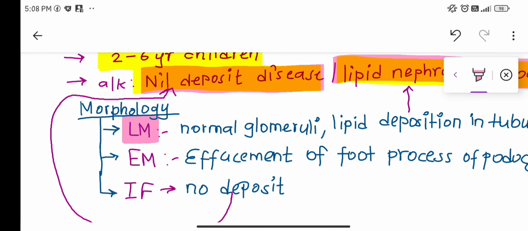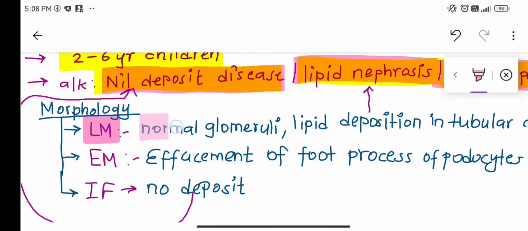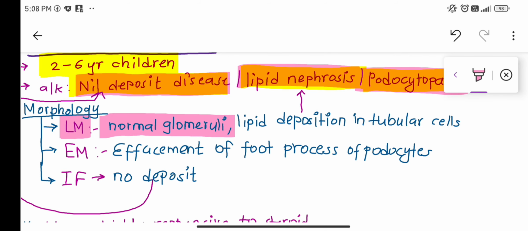Under light microscope you will see the glomerulus is normal. Since it is a minimal change disease, there is very little change seen in the glomerulus, so the glomeruli will be normal. There is lipid deposition in the tubular cells, which is due to lipid nephrosis. That is why it is also known as lipid nephrosis.